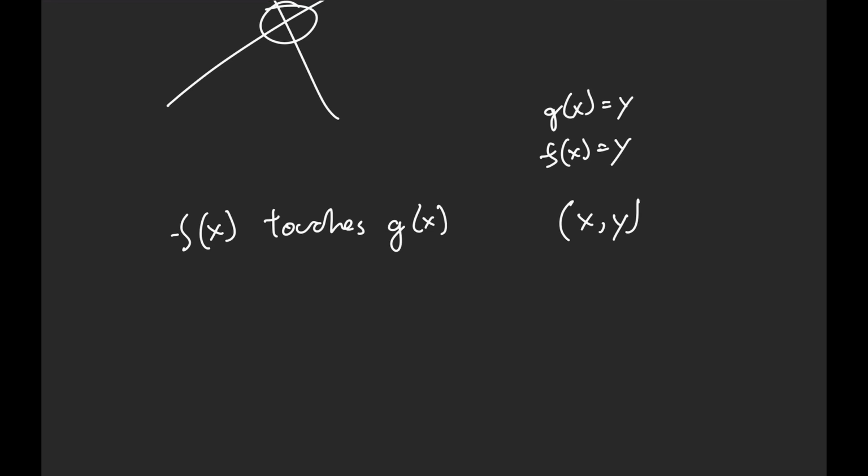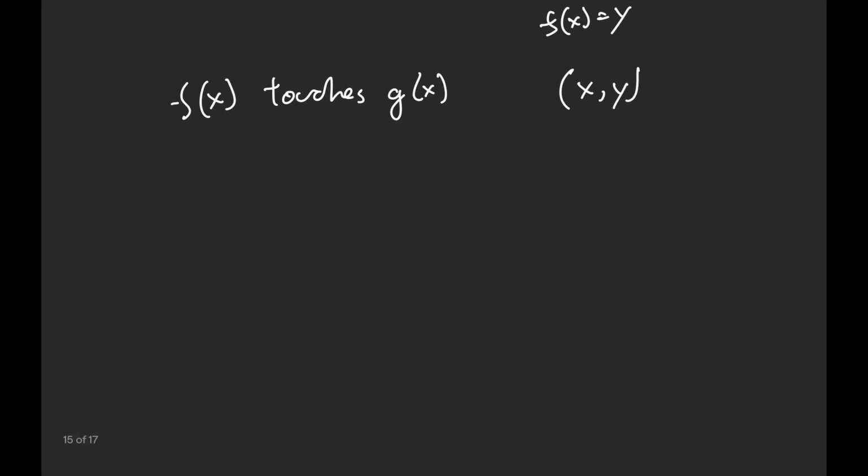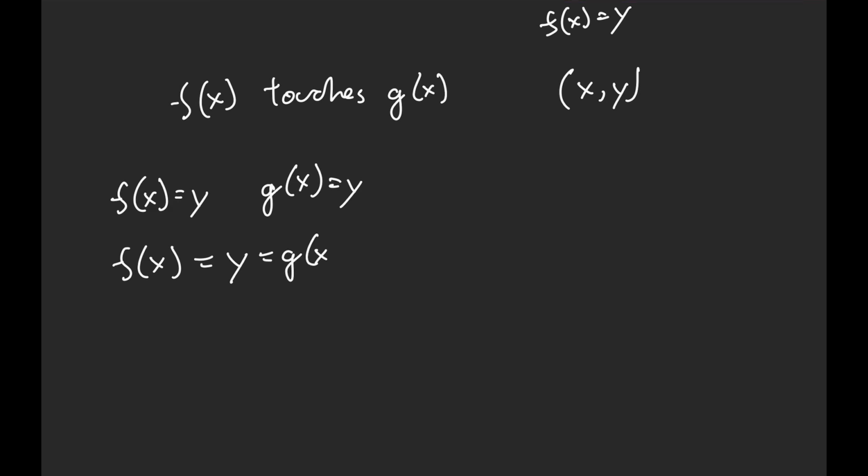We feed the same input into both functions and we get the same output because, again, they exist in the same space. Therefore, at the intersecting point, f of x equals y, g of x equals y. Since they're the same thing, let's write a three-way equal sign. f of x equals y equals g of x. Now get rid of the y, we have f of x equals g of x. These two functions are equal to each other at the exact same point.